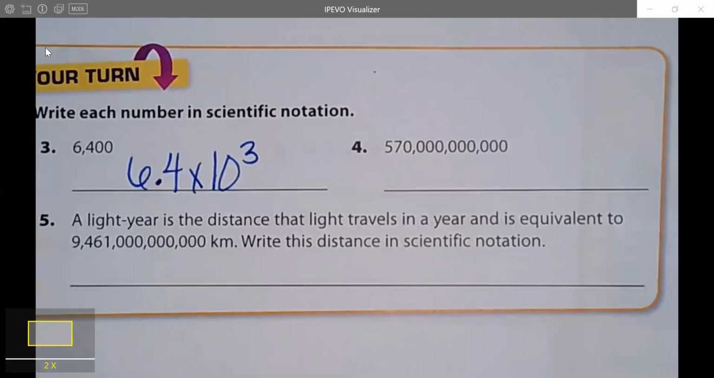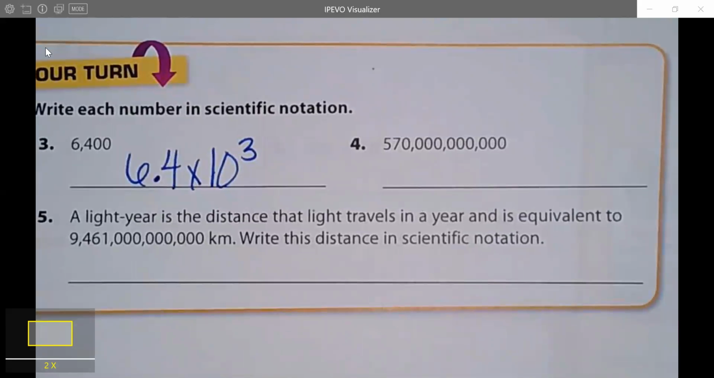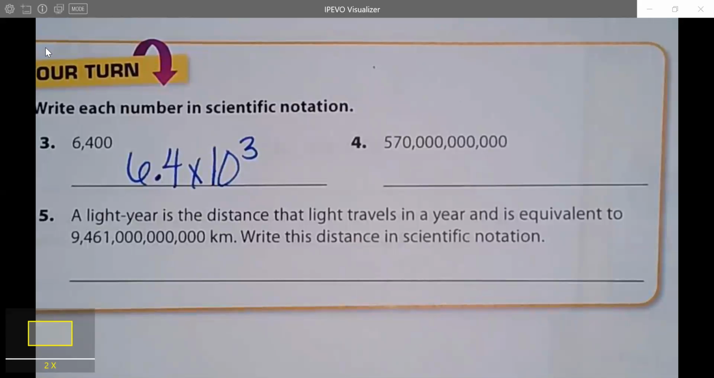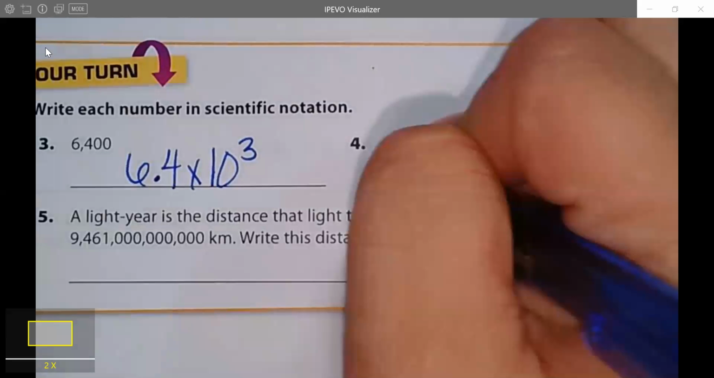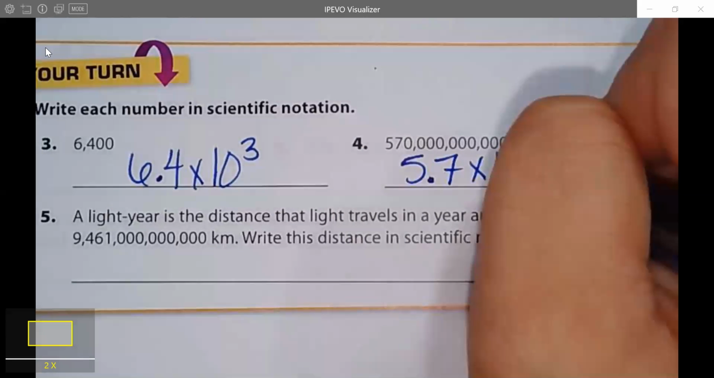Great job, Herman. Number 4, Rolly, what is number 4? It is 5.7 times 10 to the power of 11. I like it. Absolutely. 5.7 times 10 to the 11 power.